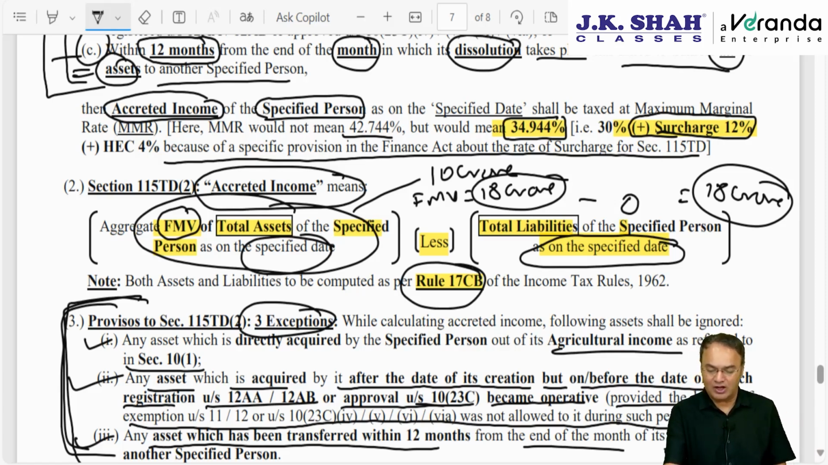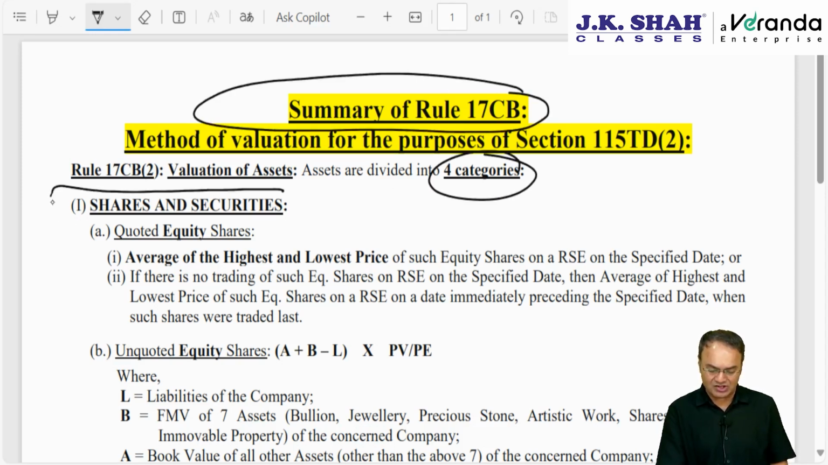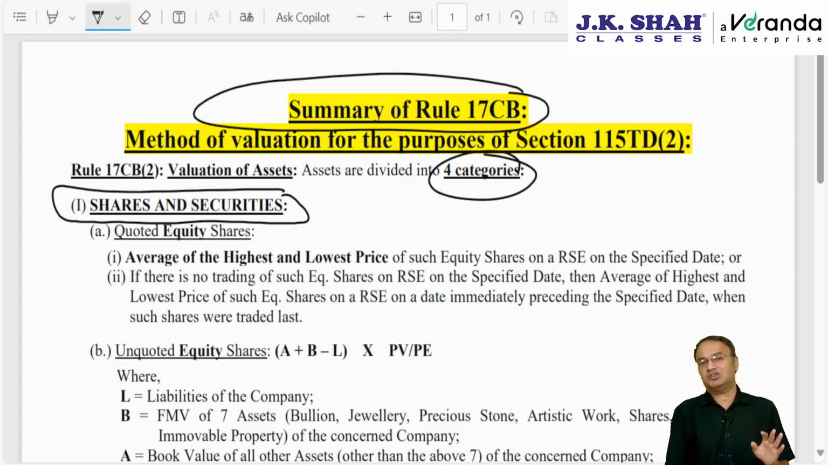How to find out the value of the same? So let's understand the summary of rule 17CB. Assets are divided into 4 categories. Number 1, shares and securities. Now shares and securities are also divided into 2 categories. Number 1, equity shares, and other securities. Primarily 4 bifurcations. Out of them, the first one is shares and securities, which is divided into 2 parts: equity shares and other shares and securities.